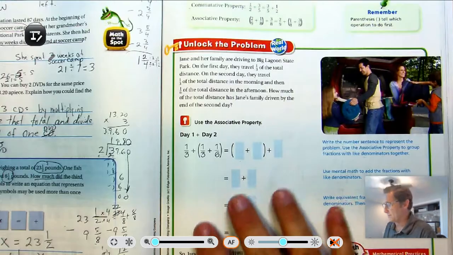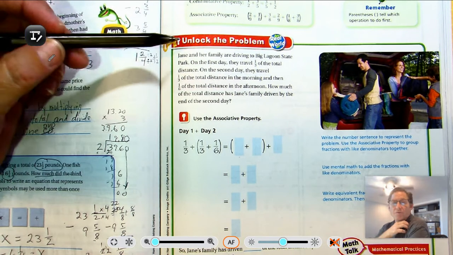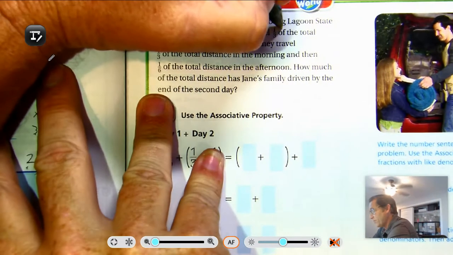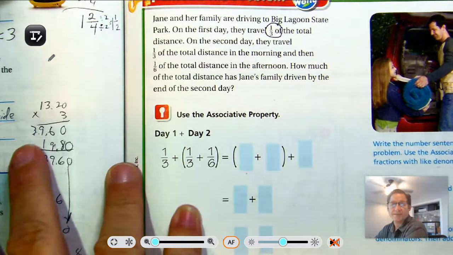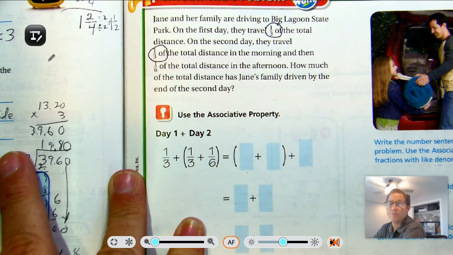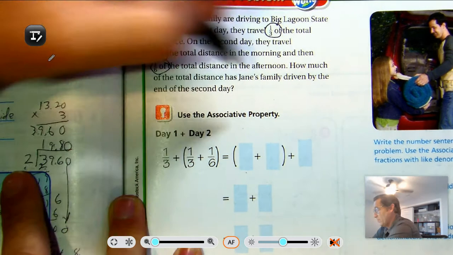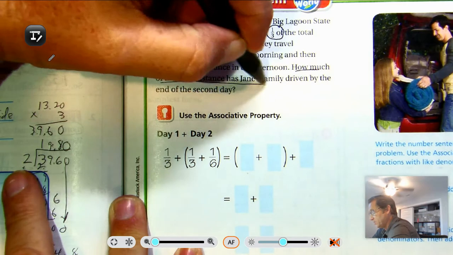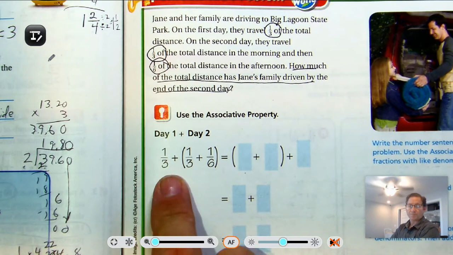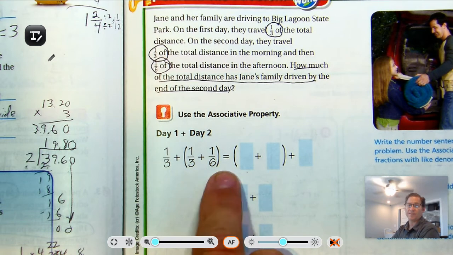Okay, so we're going to practice some of these, and by the end, I believe you should be able to explain this. So Jane and her family are driving to Big Lagoon State Park. On the first day, they travel a third of the total distance. On the second day, they travel a third of the total distance in the morning, and then 1/6 of the total distance in the afternoon. How much of the total distance has Jane's family driven by the end of the second day? Well, basically, we have 1/3 the first day plus the second day. Well, in the second day, they did 1/3 in the morning, 1/6 in the afternoon.